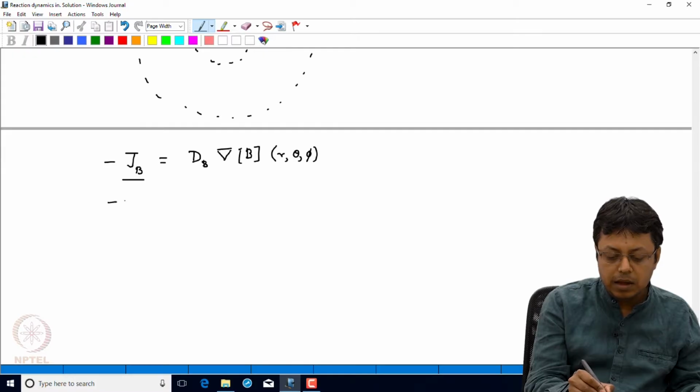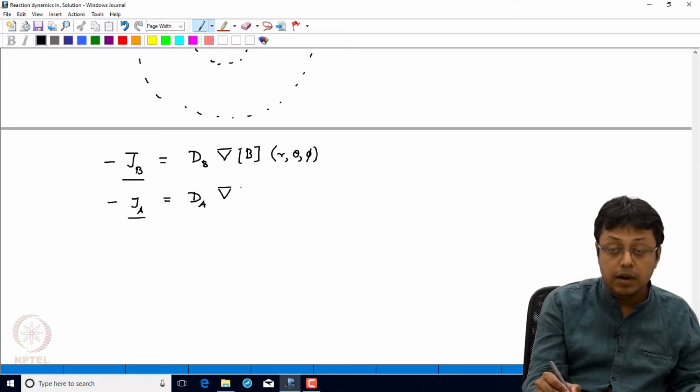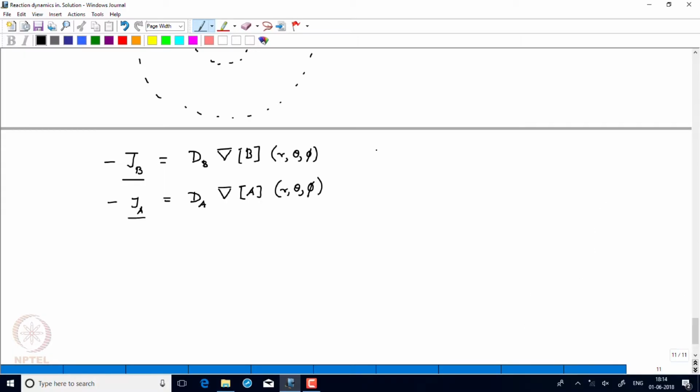And similarly, I can also write it for A. The flux, which is a vector quantity again, is nothing but the diffusion coefficient of A times the gradient of A as a function of r, theta and phi. Now, what is this gradient? This gradient again is a vector quantity, which is i del x plus j del y plus k del z, written in rectangular Cartesian coordinates, where i, j, k are the unit vectors along the x, y and z directions.